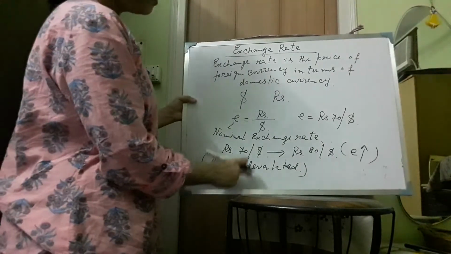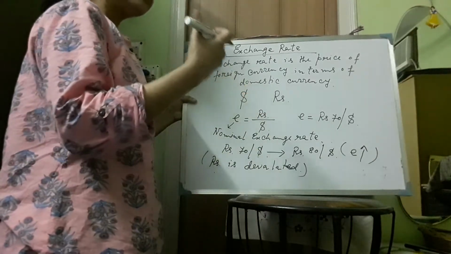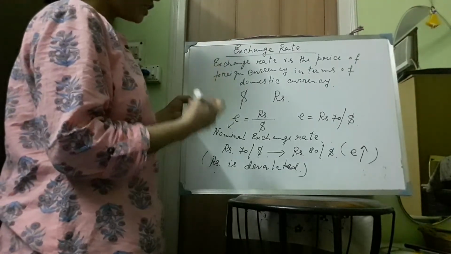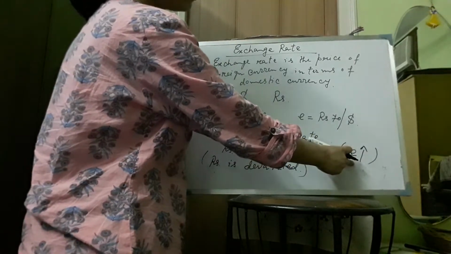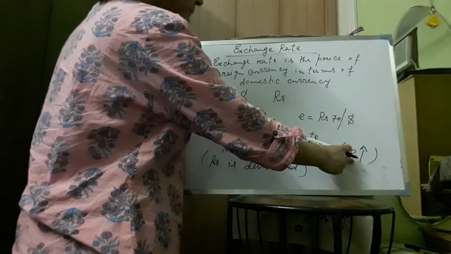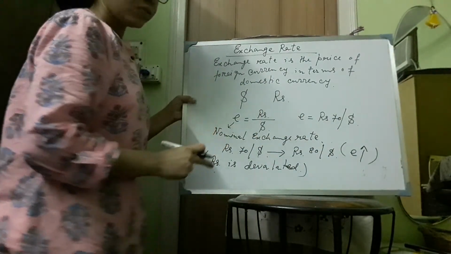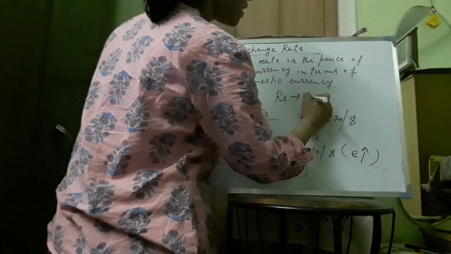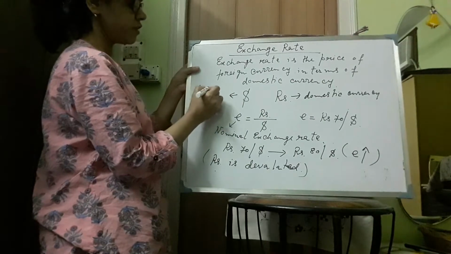The price of dollar has been increased. So the price of dollar has been appreciated, but the price of rupees has been depreciated. So the rupees is devalued in this case when E is rising. So we will say that when E is rising, then there is a devaluation of the domestic currency. In this case rupees is our domestic currency and dollar is the foreign country's currency, foreign currency.